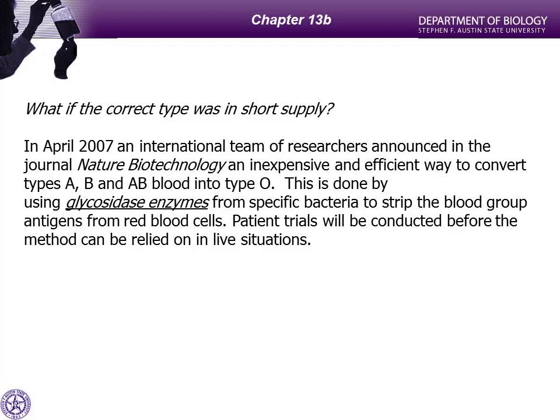Because what did we say the difference was between O and A, or between O and B? One sugar, one extra sugar. Well, there are enzymes that can remove carbohydrates. And so there have been glycosidases that have been identified that can remove those one sugars, leaving the H antigen and converting the type of blood to O. And that was back in 2007. I think this was also in a Nature magazine.